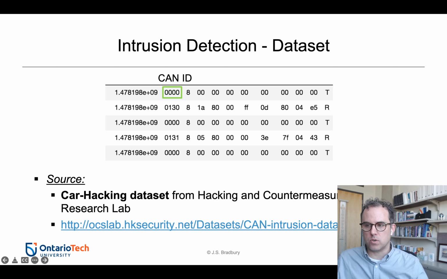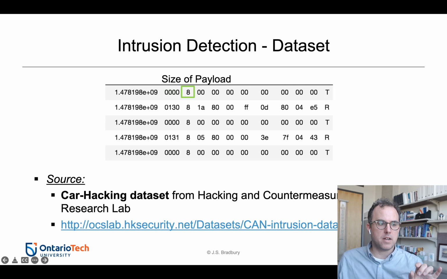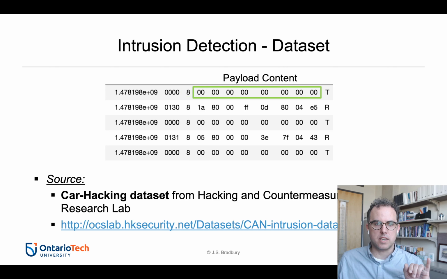The next thing that's recorded here, if you look at it, is the size of the payload. The payload is the data that we talked about. So here we're talking about 8 bytes of data in the payload, okay? And then the next thing you see is the contents of the payload, where every byte is represented separately, and they're all represented in hexadecimal format, okay? Questions? We're good? Okay.